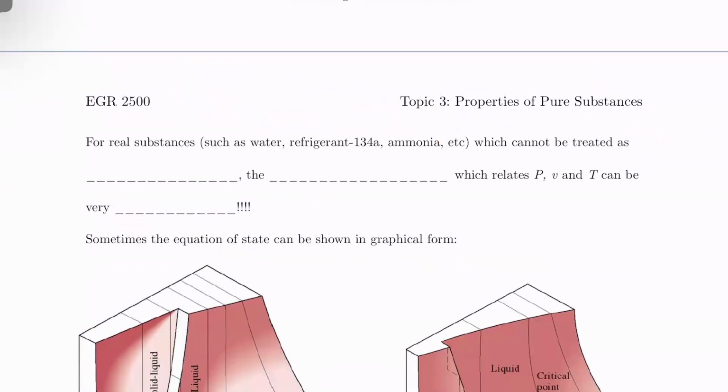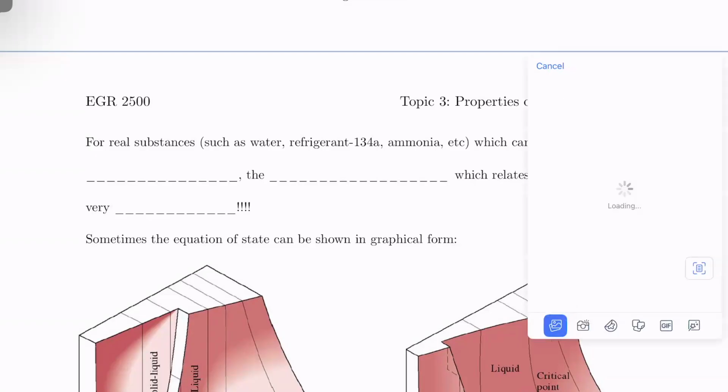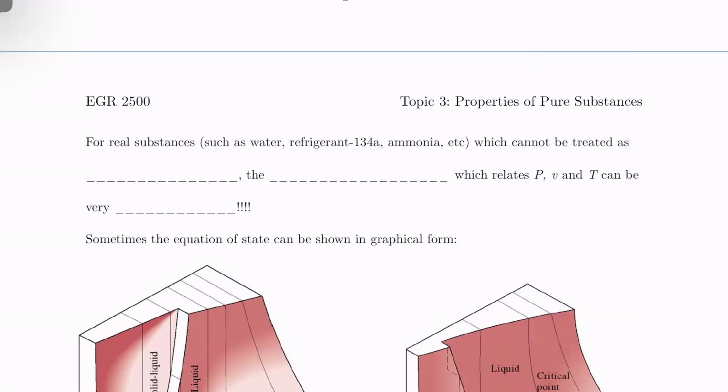For real substances, such as water, refrigerant 134A, ammonia, and so on and so forth, which cannot be treated as ideal gases, the equation of state, which is an equation that's going to connect pressure, specific volume, and temperature, can be very complicated.